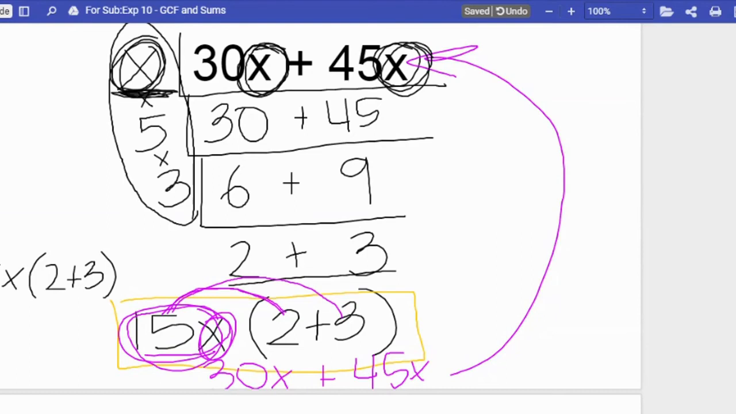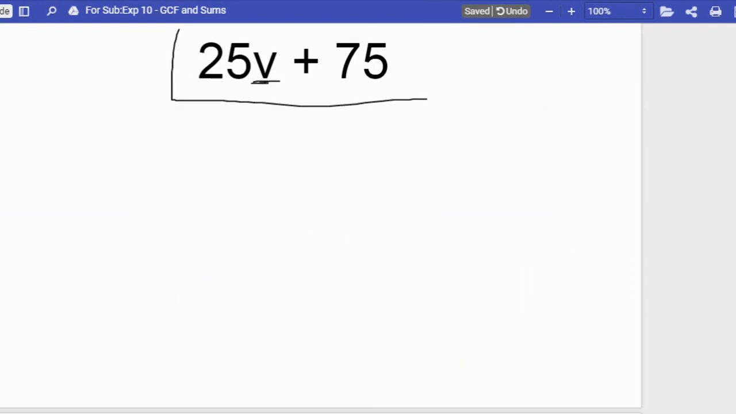So the process doesn't change for the numbers. For the variables, I just have to think about whether they both have the variable in common, because remember, we pull common things out, so then we can pull it out.